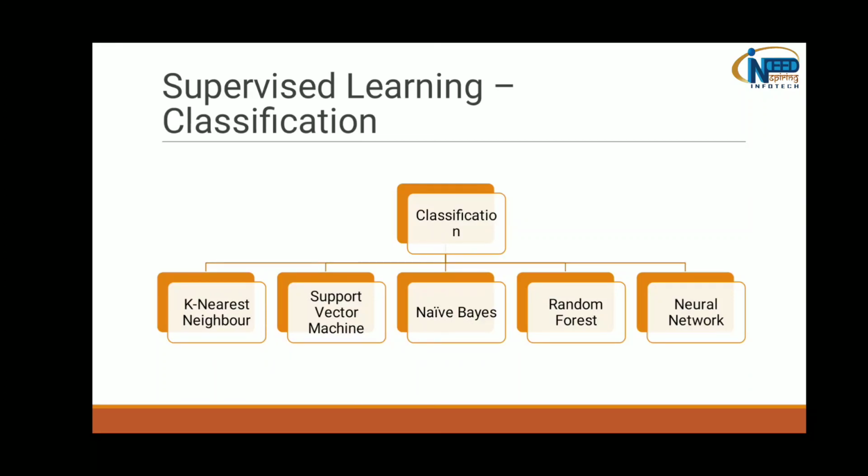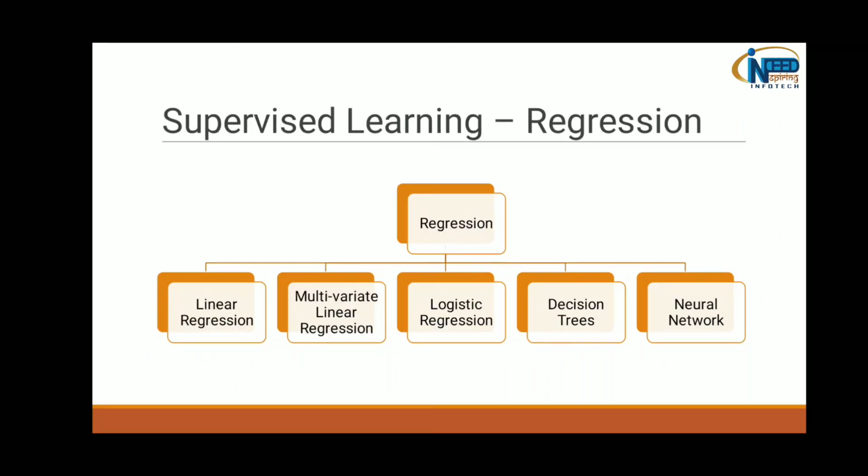So here are some of the algorithms. These are k-nearest neighbor algorithm, support vector machine, Naive Bayes, random forest, and neural network. Next we have the regression problems. Here also we have some of the algorithms involved, like linear regression, multivariate linear regression, logistic regression, decision trees, and at last the neural network.